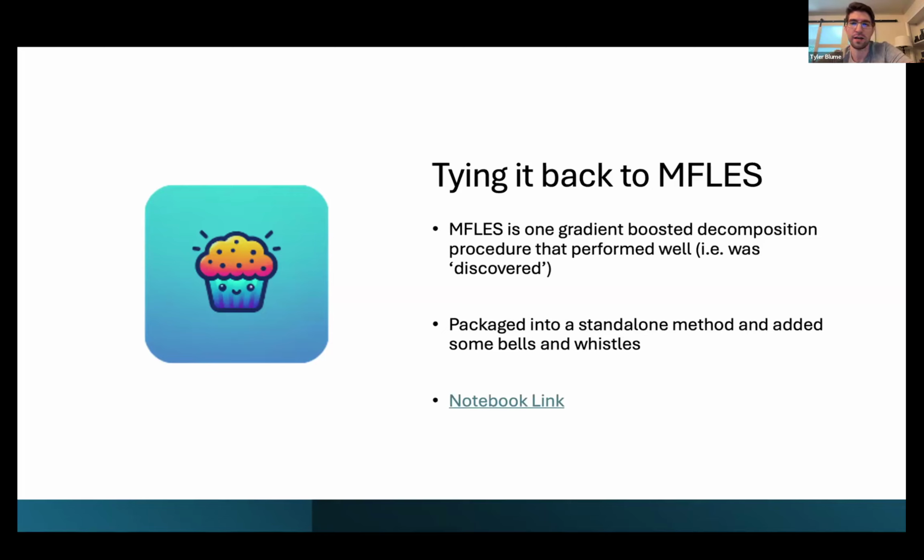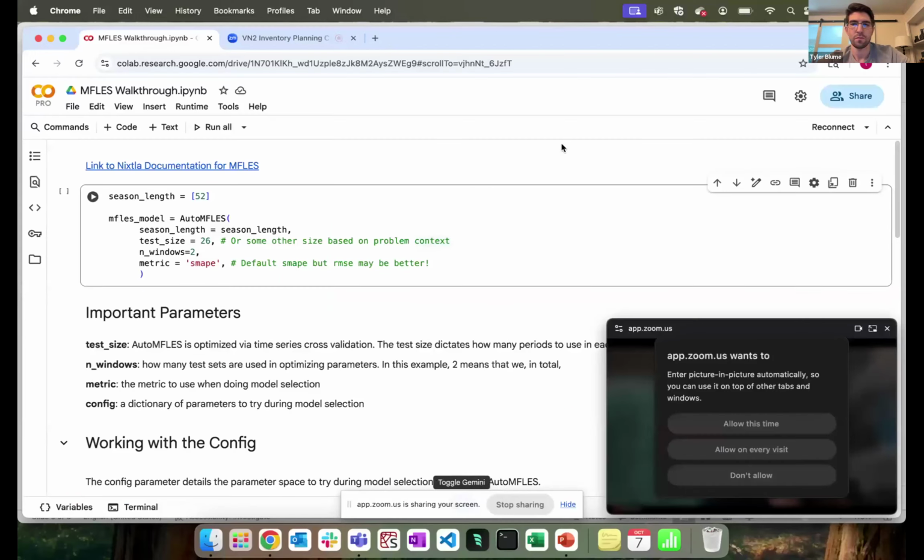So with that, I do have a notebook where we have a couple tips and tricks that hopefully you can apply to VN2. All right, so hopefully the Colab is visible. First off, a lot of this is taken from the actual documentation for MFLES at Nixtla, but I just took out some of the things that I thought would be really important, potentially for VN2.